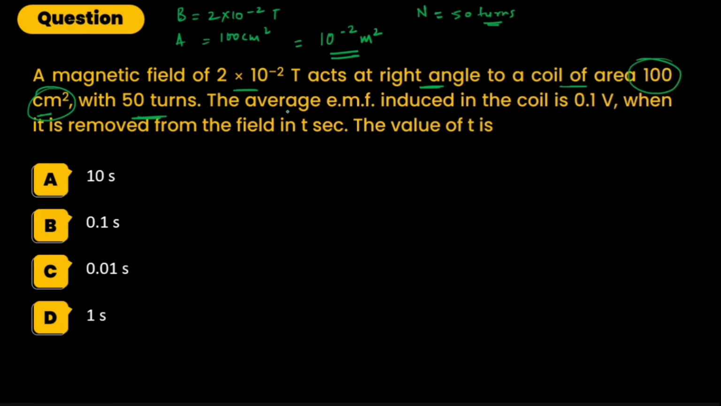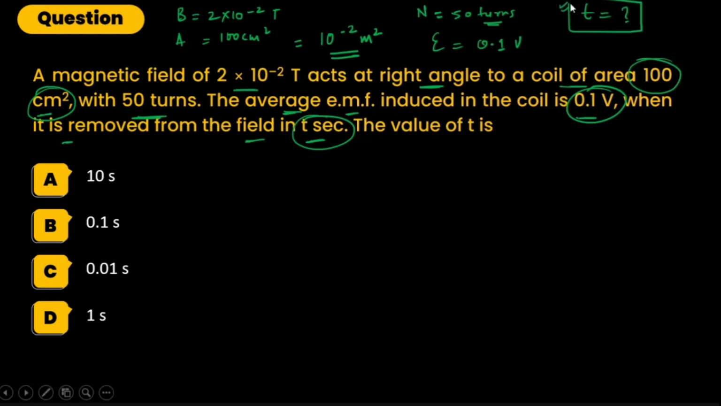So the question is, the average EMF induced in the coil is 0.1 volt. So we have also been given the EMF induced, that is 0.1 volt. Then it is removed from the field in t seconds. So we have to find the time, that is, in what time this EMF is going to be induced.